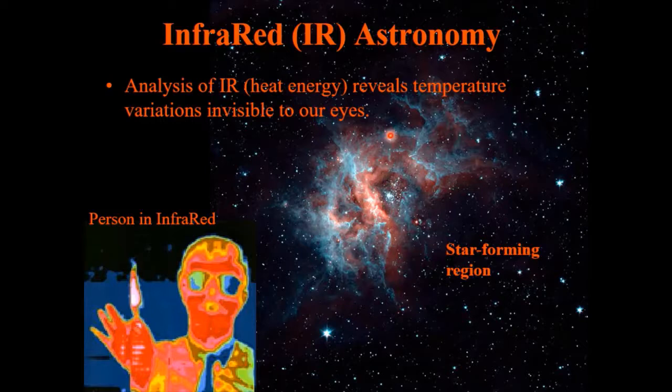So this is a star-forming region. This is a cloud of gas and dust where new stars are forming inside of it, and this is seen in infrared. So we're looking at this with wavelengths that our eyes would not see, and we're seeing variations in the temperature of this giant gas cloud.